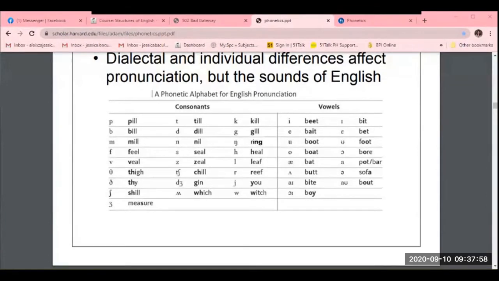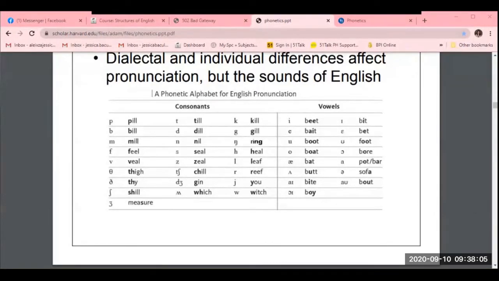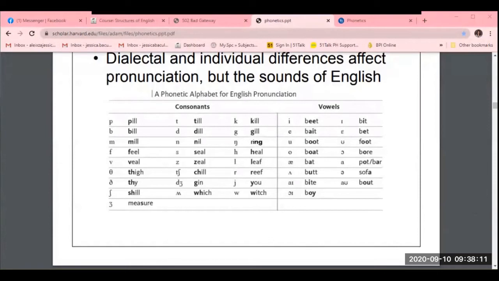So for our regular monophthongs or the single sound vowels, we have the hard U and soft U, foot, and short E and long E, bit and beat. We also have the bet and the boat O, the glide O, and then the bore sound like O. We also have the extended A, different pronunciation of the letter A, bar, pot, bot, sofa, or the schwa.